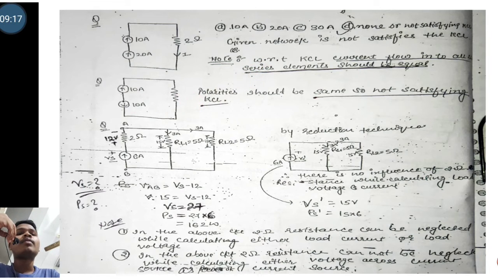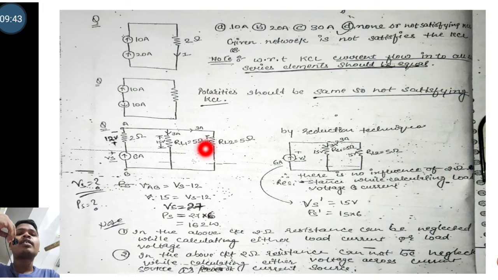Now see the next question. One current source is flowing in the upward direction and another current source is flowing in the downward direction with the connected resistance. So the currents are in opposite directions, and that's why it also does not obey Kirchhoff's current law. That's why there is no circulating current.